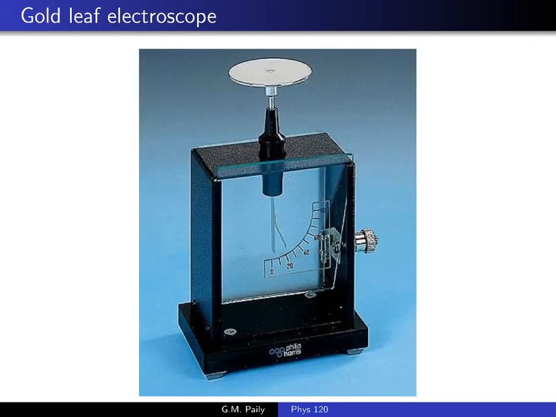Now that we have learned a bit about charging by conduction and conductors and insulators, we can look at an instrument which is sometimes used to investigate charged objects, which is the gold leaf electroscope. Here is a picture of the gold leaf electroscope, and in the next slide we will look at a schematic diagram of the electroscope.